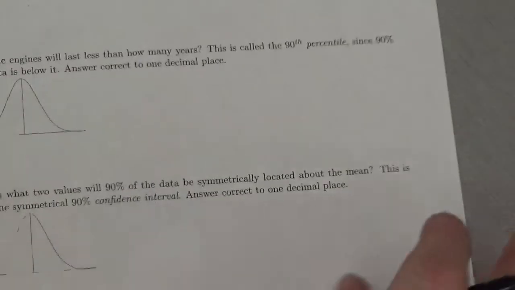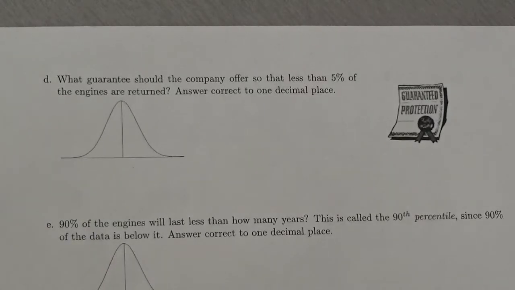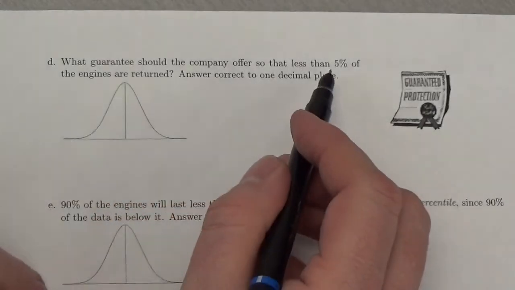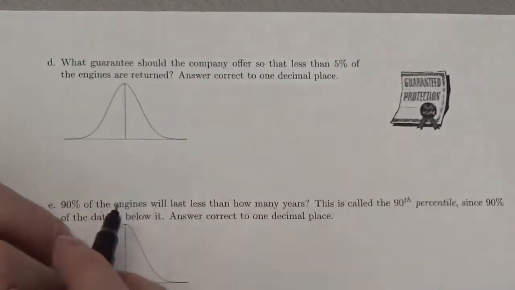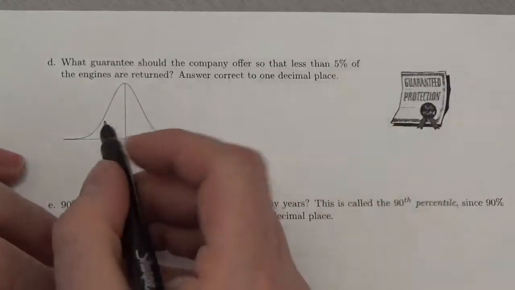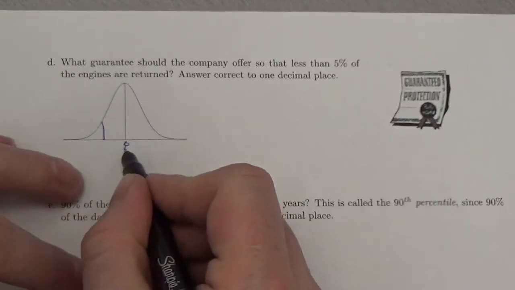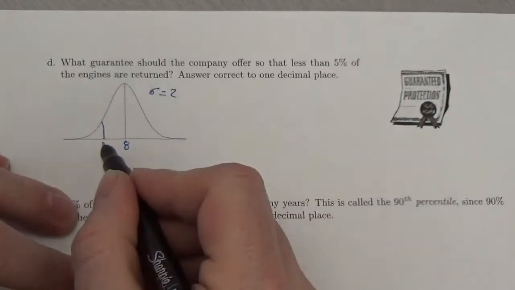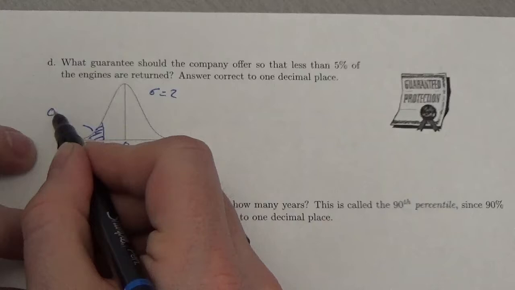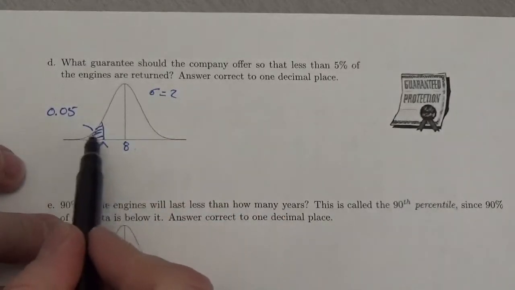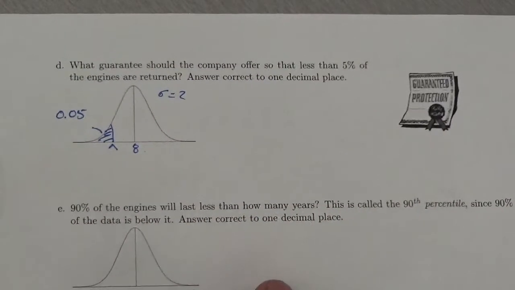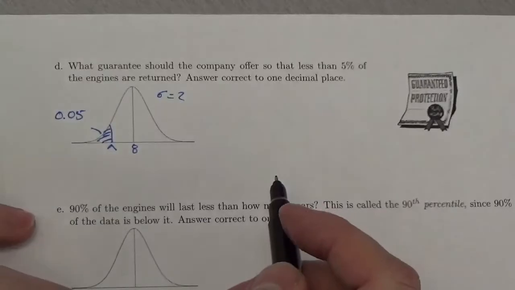Let's keep going here. Still talking about these engines here. So what guarantee should the company offer so that less than 5% of the engines are returned? Now that's interesting. Less than 5% are returned. So now I'm asking the question in a slightly different format. What I want to know is, if the mean is 8 and the standard deviation is 2, what is this value here if this area here is 0.05. So I'm going to replace everything in this region right here. I want that to be less than 5% of the expectation here.